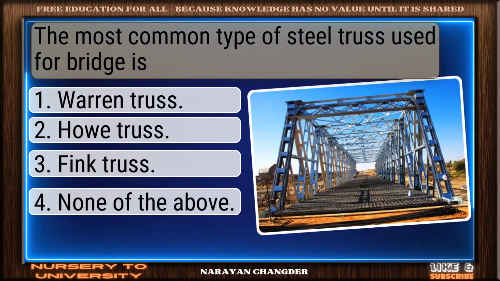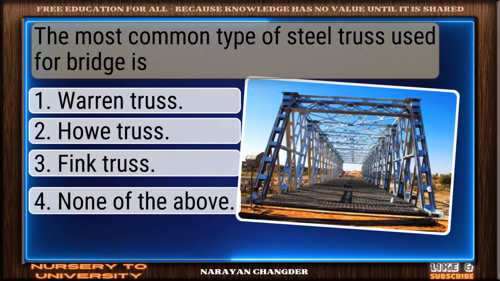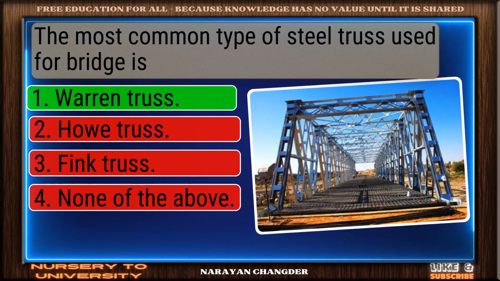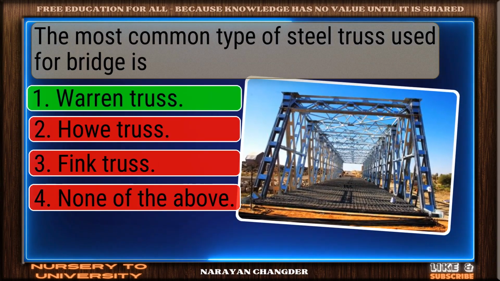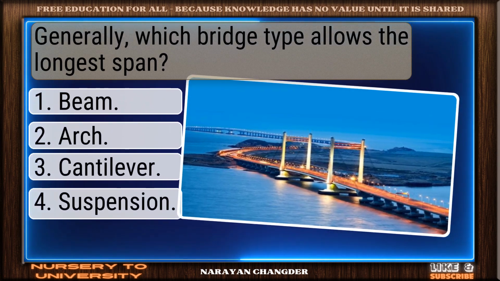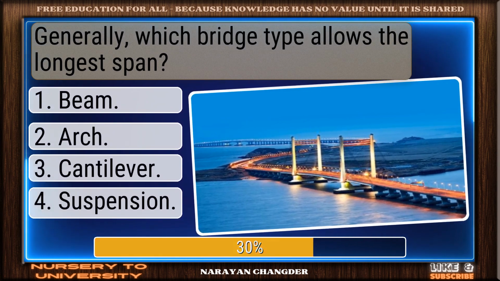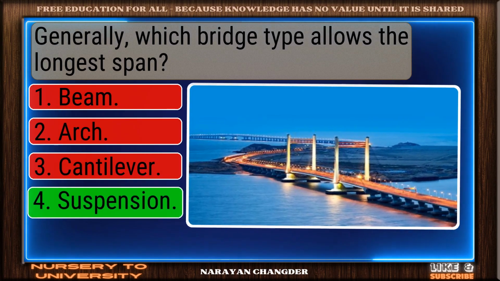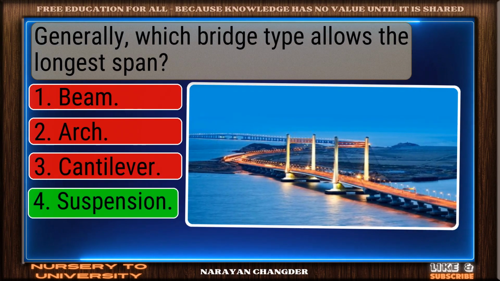The most common type of steel truss used for bridges? Excellent. Warren truss is a brilliant choice. Generally, which bridge type allows the longest span? Nice work. You chose suspension and it is correct.